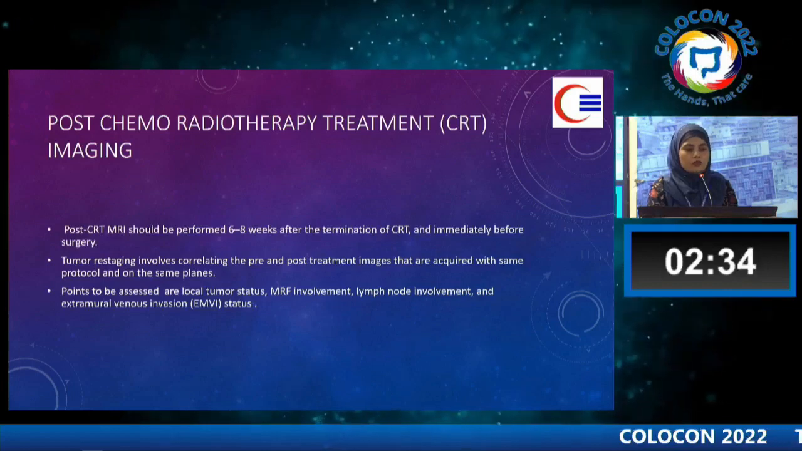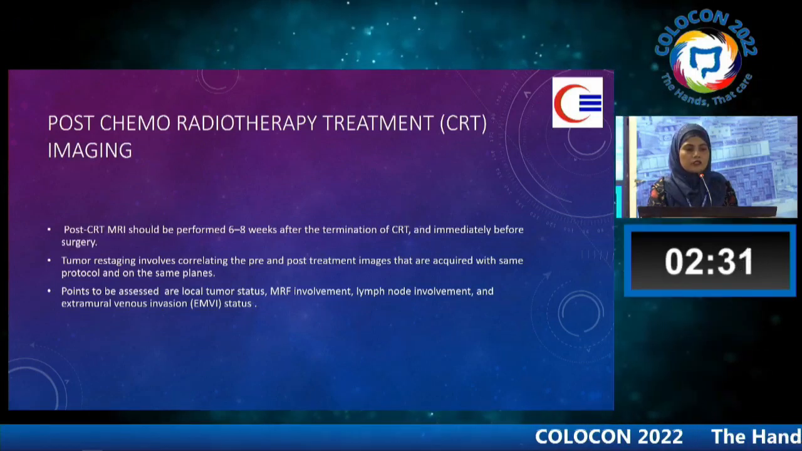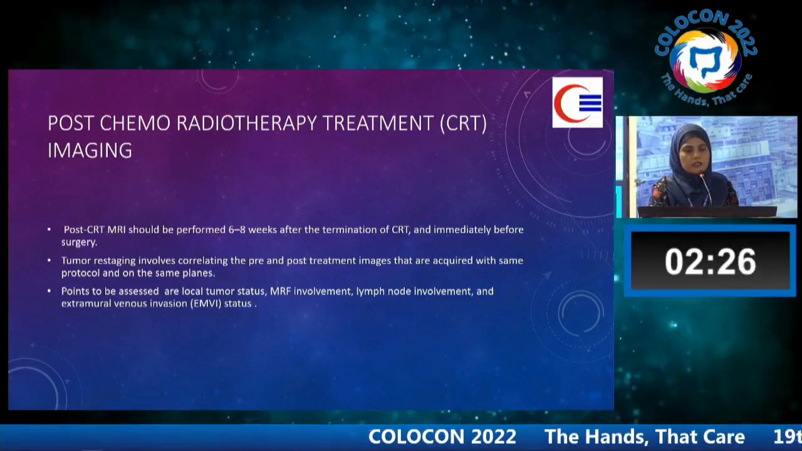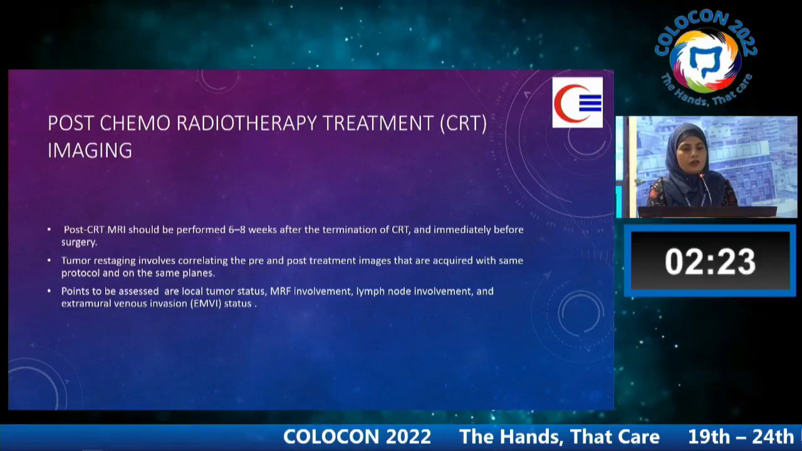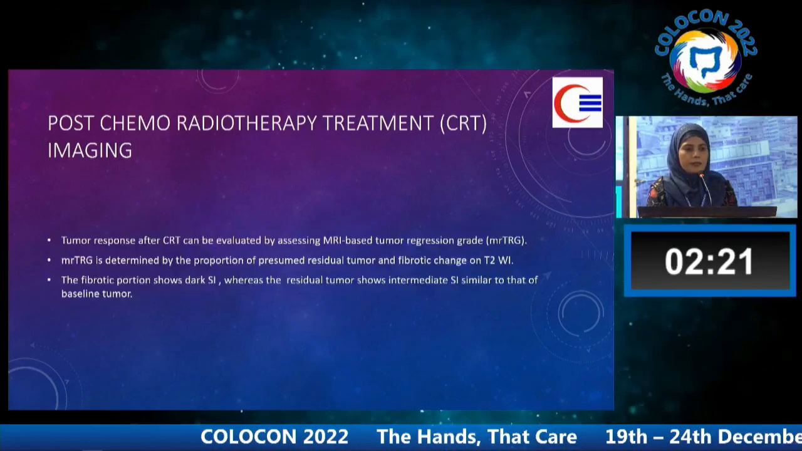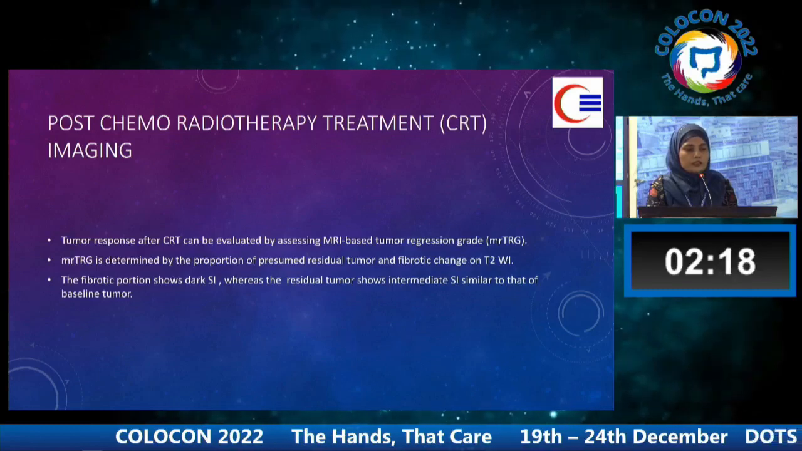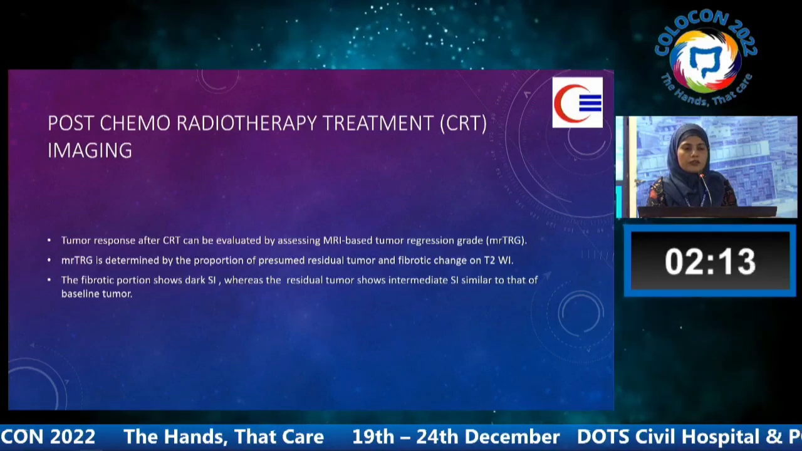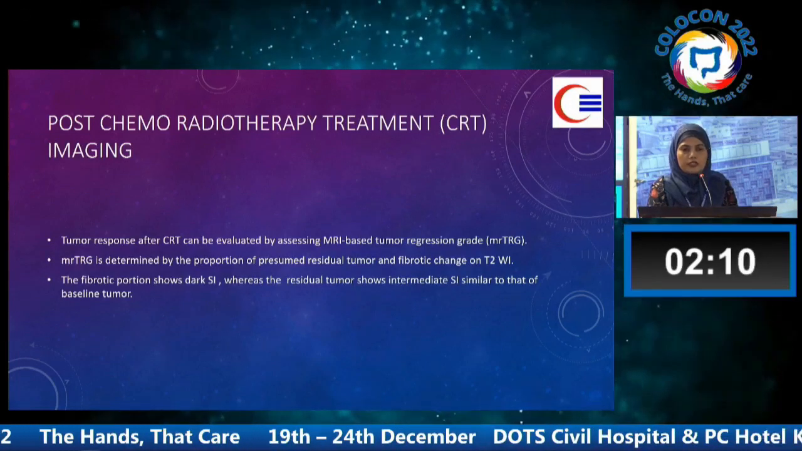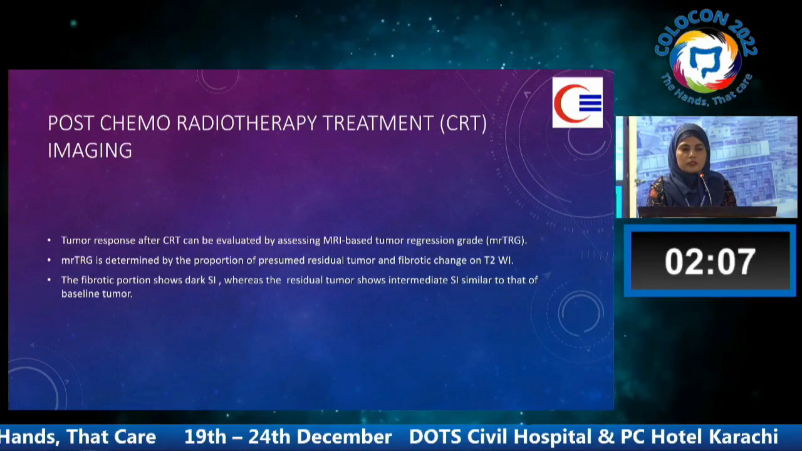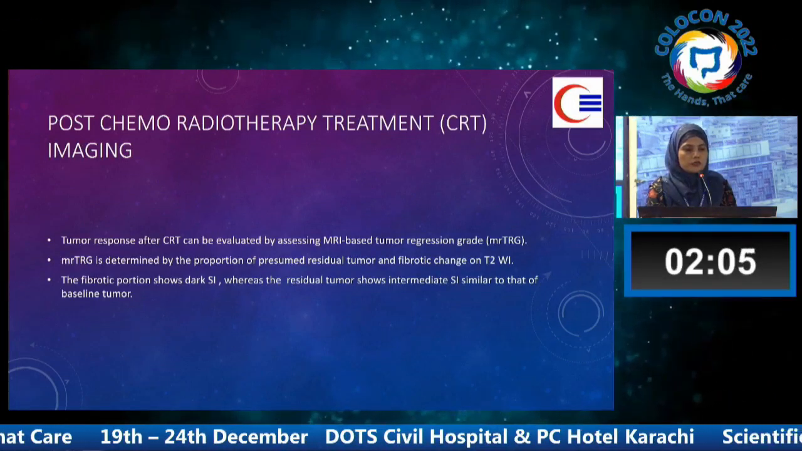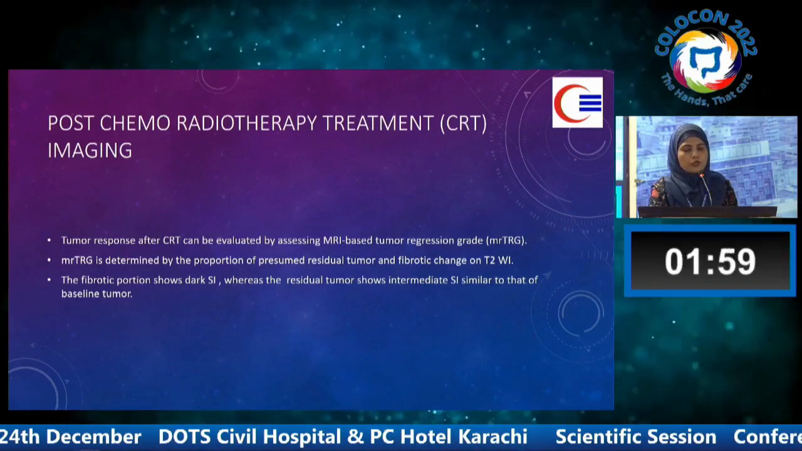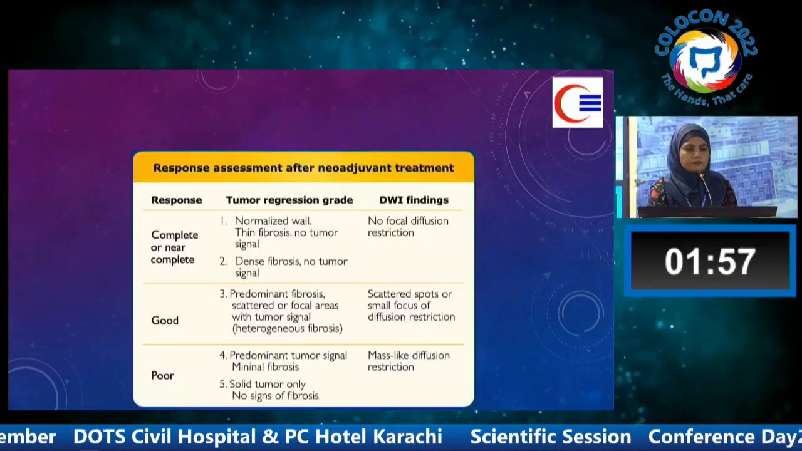Then what we have to do in restaging tumors, we have to consider the proportion of the remaining tumor, that is intermediate signal, and the appearance of the fibrosis, that is low signal on MRI. So the tumor restaging after CRT is actually a different grading system, which is called tumor regression grade, TRG. It has a 5-tier grading system. I will show you in the next slide. And we evaluate the proportion of the tumor and the fibrosis.